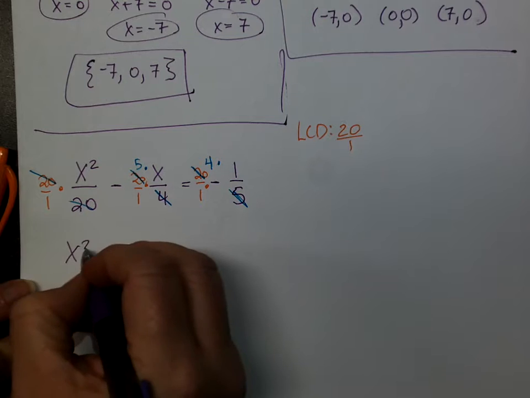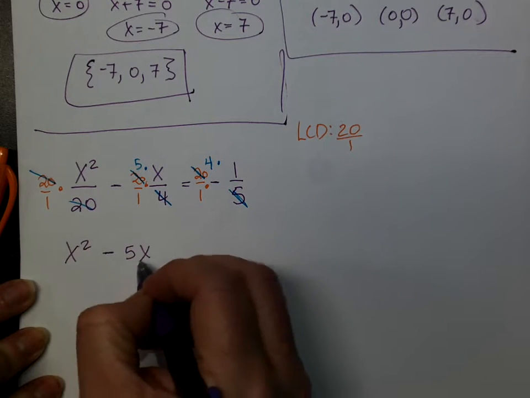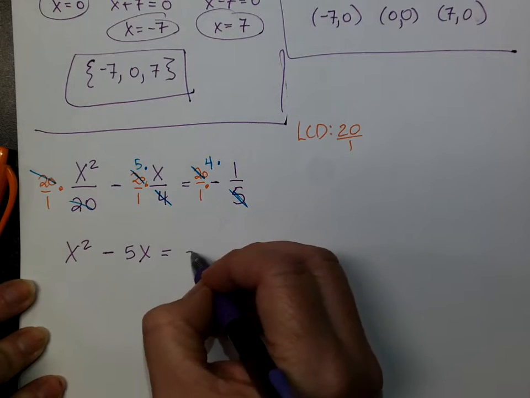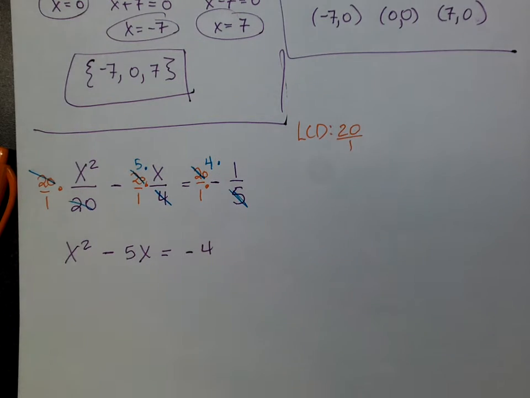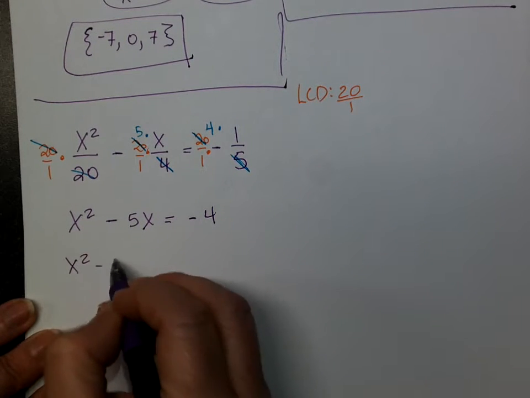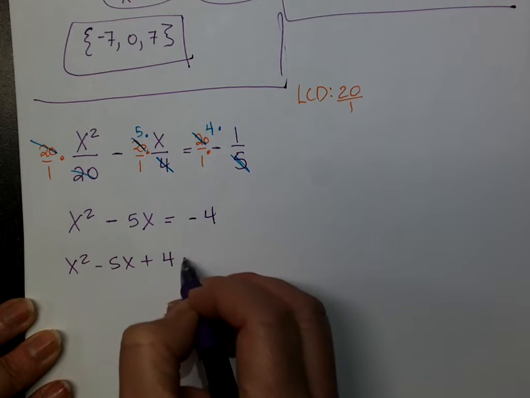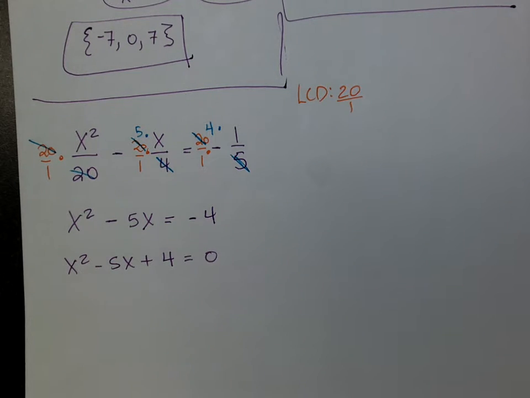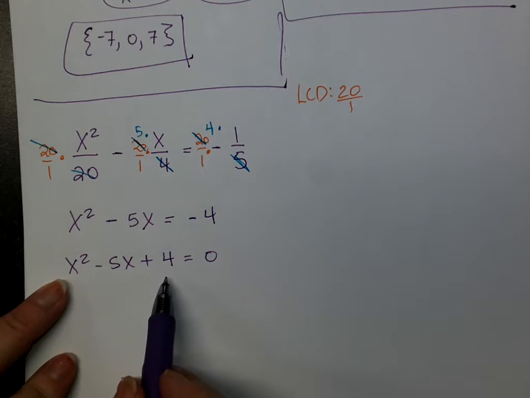We've got x squared minus 5x equals -4, because it was a -1/5. Okay. And now move forward from there. X squared minus 5x plus 4. Everybody gets invited into the party. The lawn is empty. Okay, I'm ready to factor.